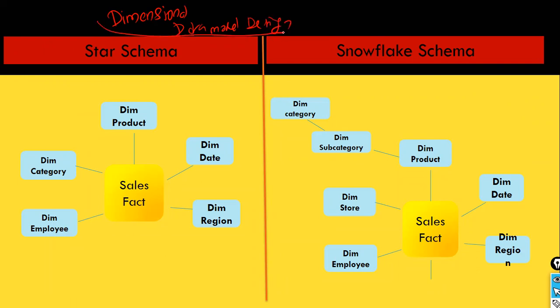Okay, dimensional data model design. There are two types of dimensional data model design. One is the star schema and the other one is the snowflake schema. Why is it called star schema? It is pretty simple. You can see here in the middle, we have a lot of tables. In the middle, we can see the fact table. This fact table is surrounded by various dimension tables. Hence, it looks like a star, so they call it a star schema.